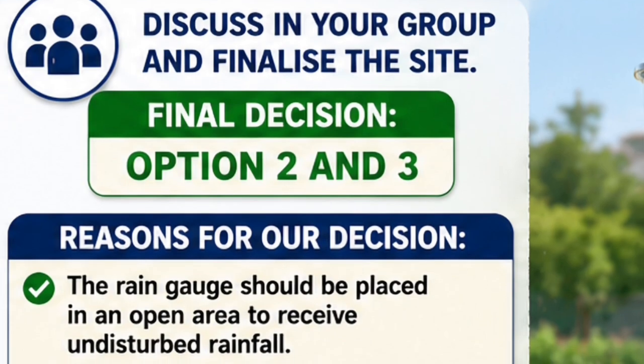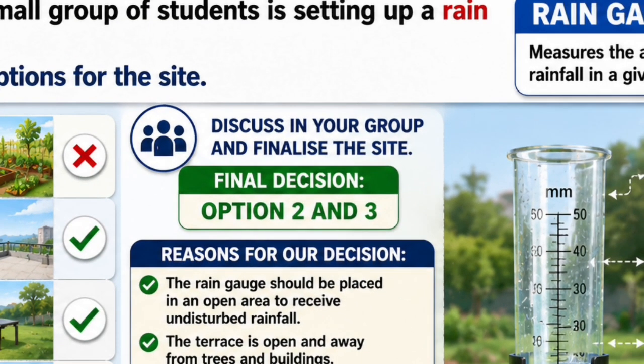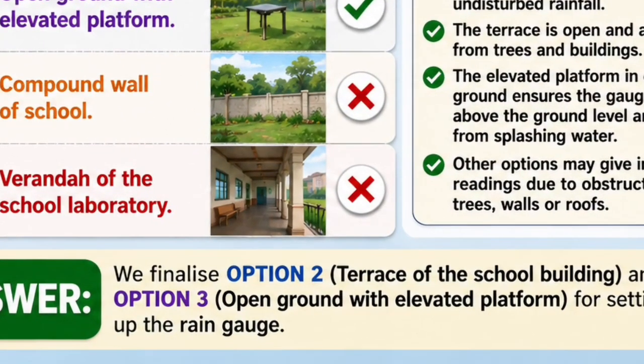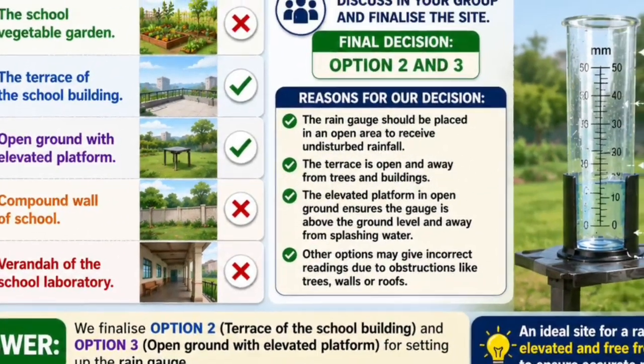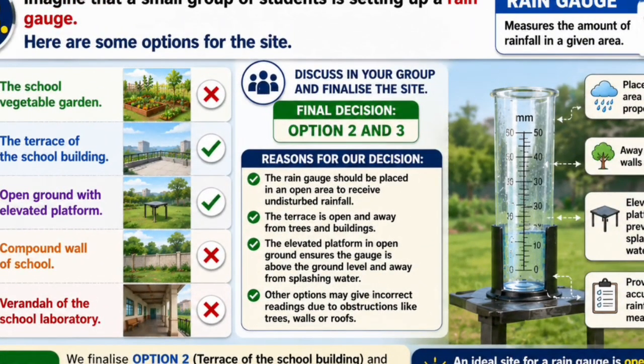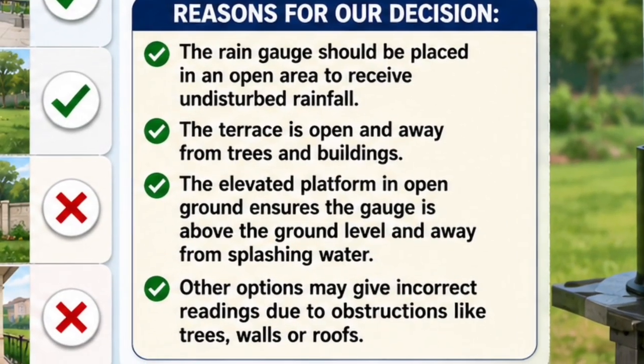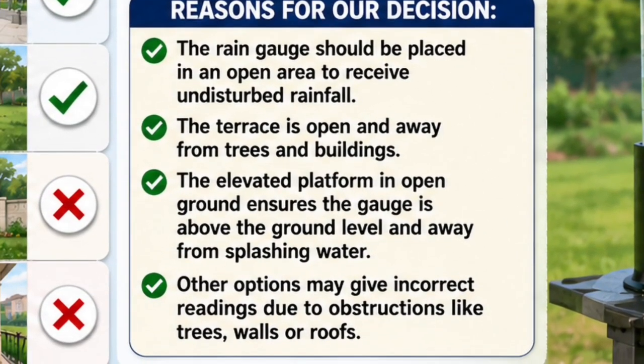Why option number 2 and 3? Let's check which these are. Option number 2 is the terrace of the school building, and option number 3 is open ground with elevated platform. Here it is, right? So why are these selected? A rain gauge should be placed in an open area to receive undisturbed rainfall. That is why there should be an open platform, open space, no disturbance.